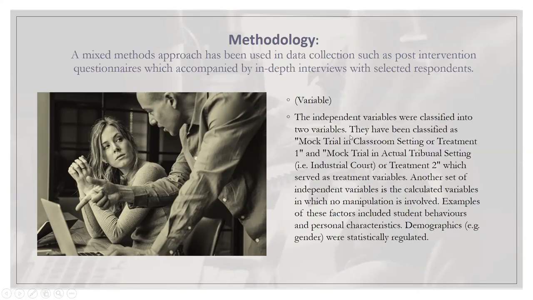Then about the variables, the independent variables were classified into 2 variables. They are the mock trial in classroom setting, what we call treatment 1, and the second variable is the mock trial in actual tribunal setting, which we call treatment 2. Another set of independent variables are the calculated variables in which no manipulation is involved.